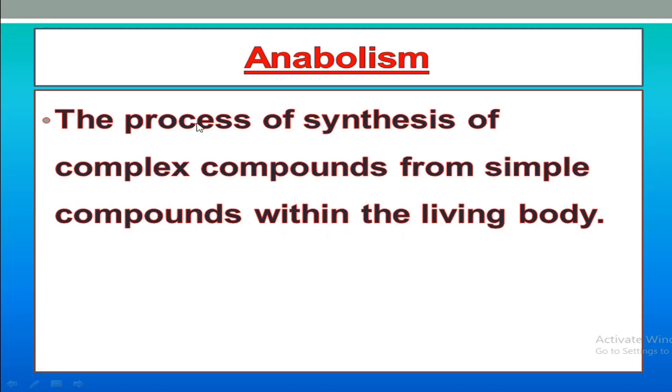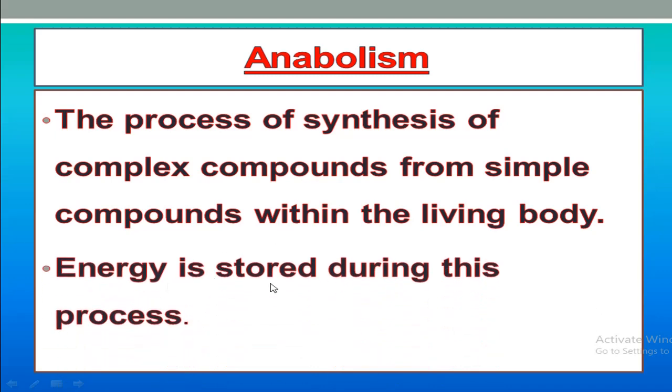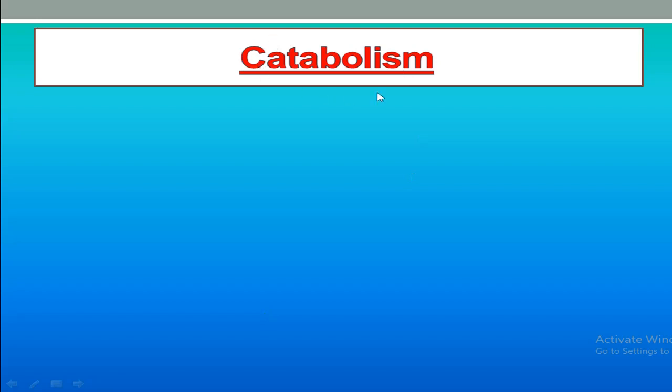Anabolism means the process of synthesis of complex compounds from simple compounds. In the cells, complex compounds are formed from simple compounds. This process is known as anabolism. It belongs to the biochemical reactions. During anabolism, energy is stored. Right, then we will go to our next topic, catabolism.